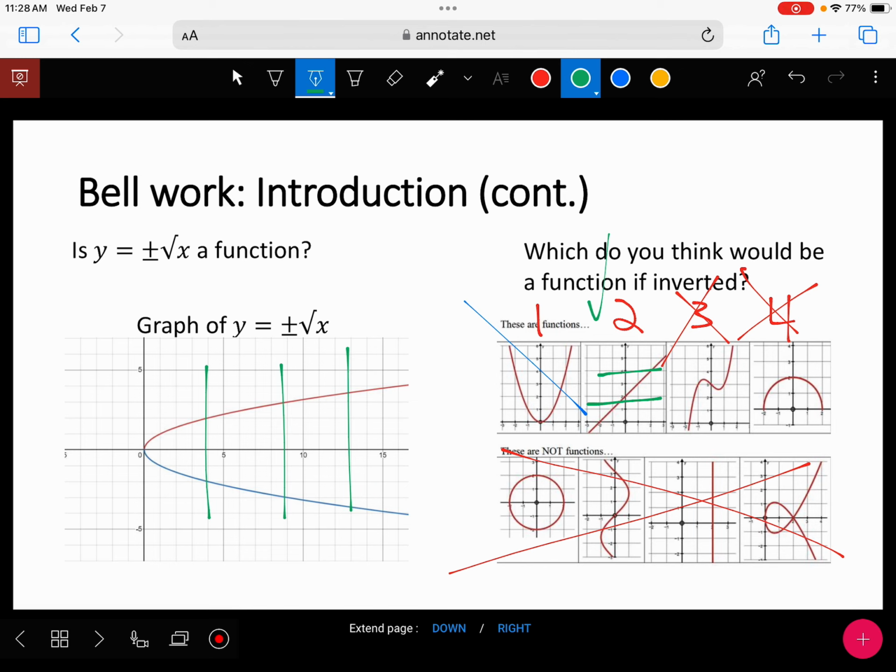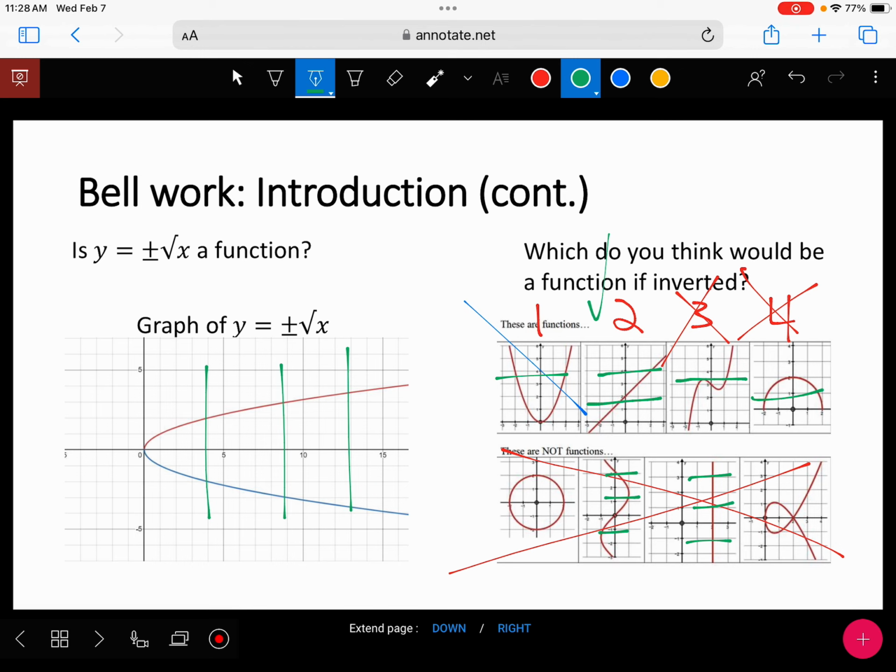Number 1 fails the horizontal line test. Number 3 fails the horizontal line test. Number 4 fails the horizontal line test. Funny enough, looking at that bottom row, even though that one wouldn't have been a function, its inverse would have been. Same with this one. Both of their inverses would have been functions, but the functions themselves were not functions.